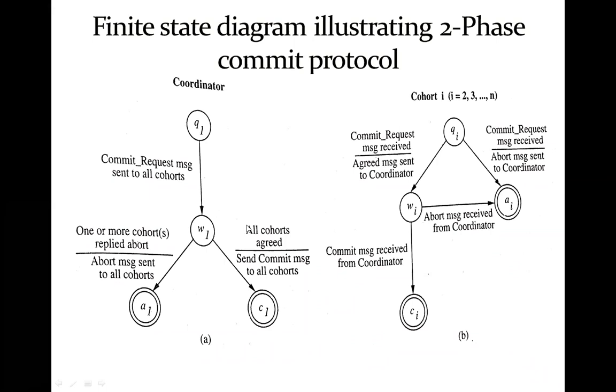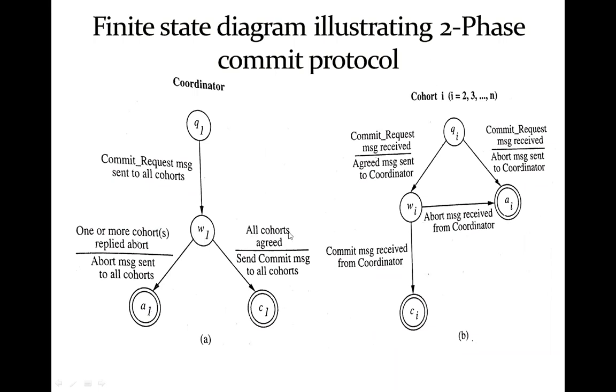In this finite state diagram, the coordinator or the cohort will be changing its state whenever it is sending or receiving any kind of message. So whenever the coordinator sends a commit request message to all the cohorts, it changes its state from Q1 to W1. Now, if one or more cohorts has replied abort while it is in state W1, it will change its state to the abort state, that is A1, and it will abort all the cohorts.